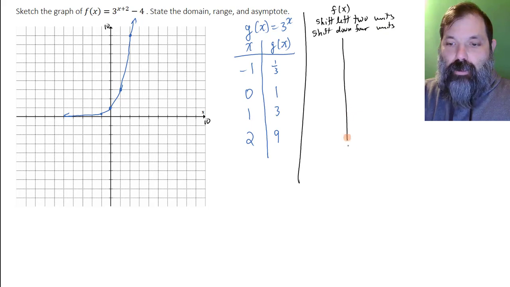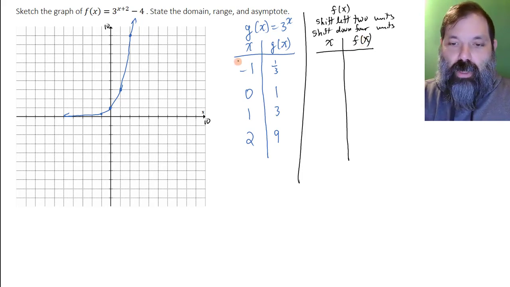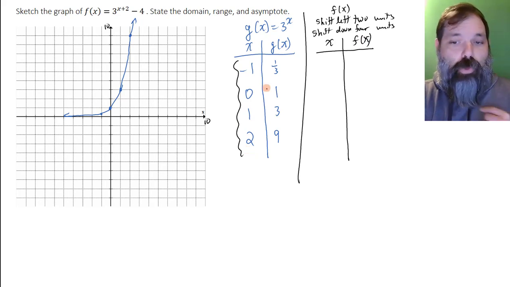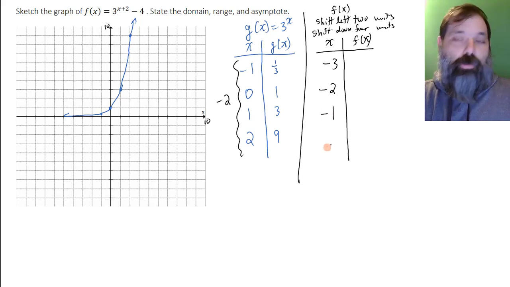So for f of x, the function, our goal function that we want to sketch, I'm going to take my x values and shift them left 2 units. I'm going to subtract 2. -1 subtract 2 is -3. 0 subtract 2 is -2. 1 subtract 2 is -1. 2 subtract 2 is 0.